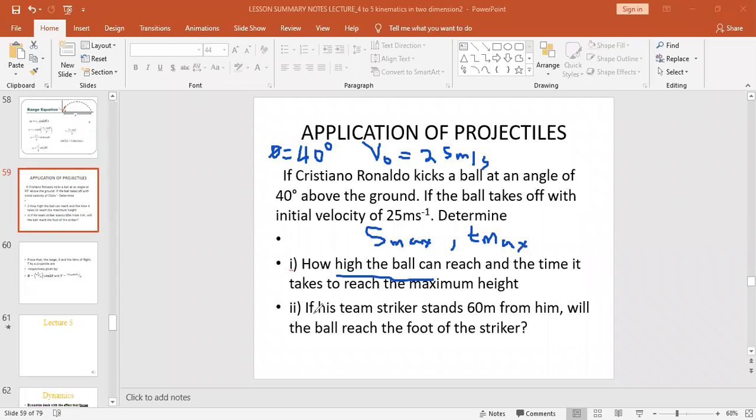And then finally, it says if the team striker stands 50 meters from him, will the ball reach the foot of the striker? So first you have to find the range and then you can do that evaluation. Here we are going to look for the range. That will be the change in S in the X direction, or your R. So find these three quantities for me. Make sure you are solving.